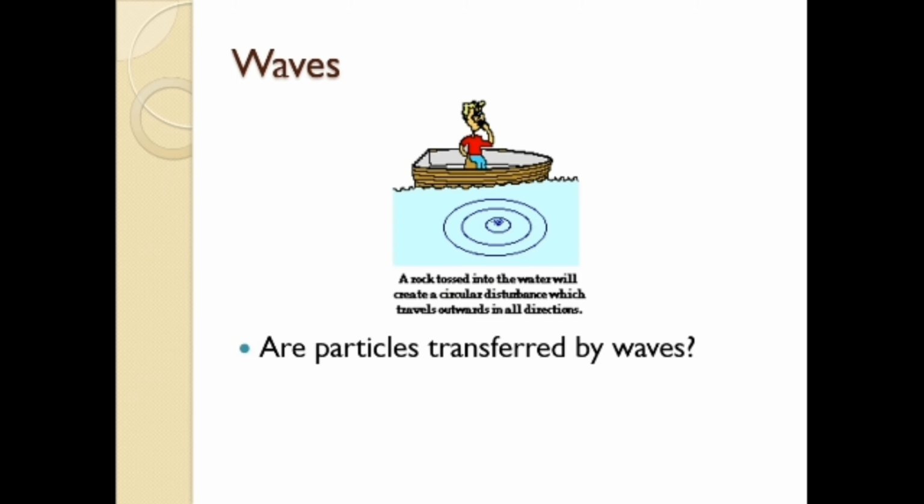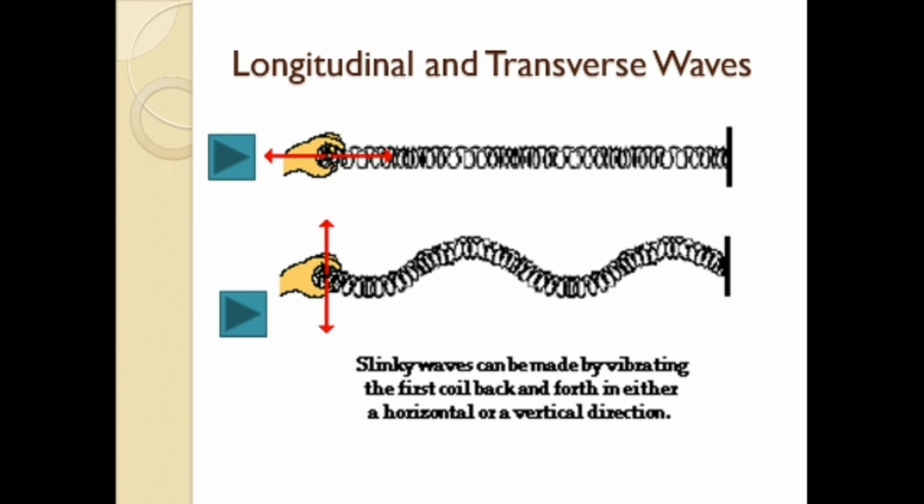Do you think particles are transferred by waves? Okay, it is not the particles which are transferred, but again, it's the energy being transferred by the waves. We have two types of wave. We have a longitudinal wave and a transverse wave. For the first example here, if this one vibrates in this motion, a horizontal motion, we call that a longitudinal wave. But for this one, if you produce a disturbance which is up and down, then you have here a transverse wave.